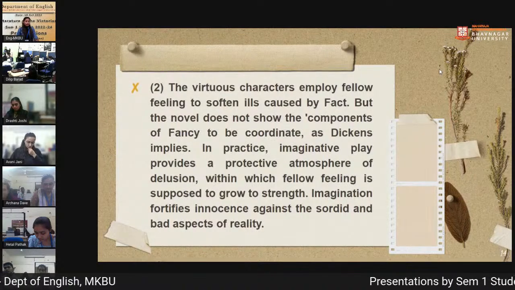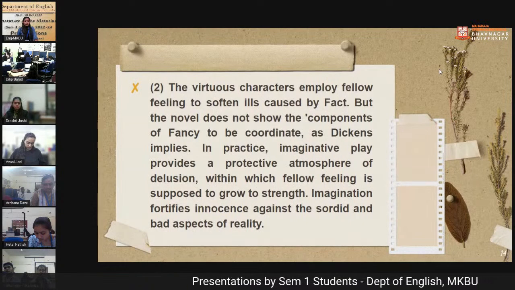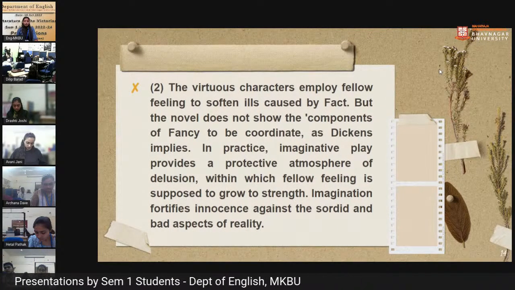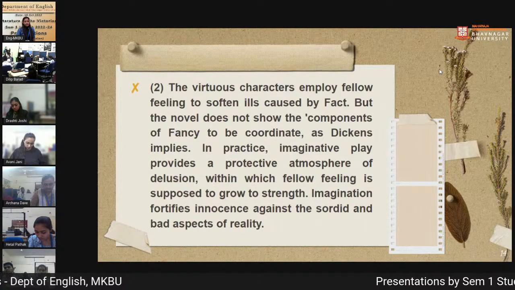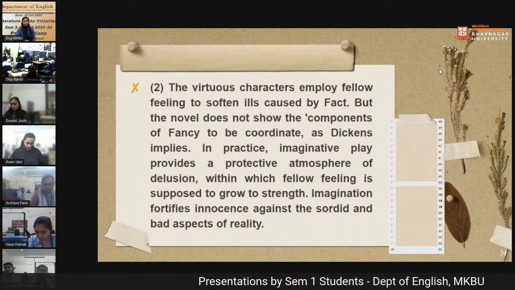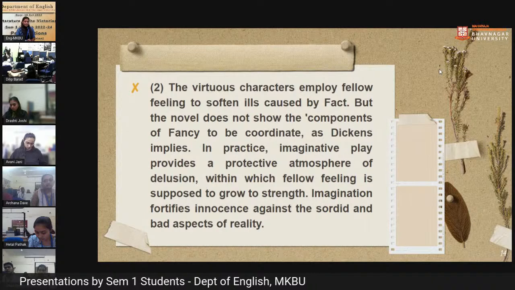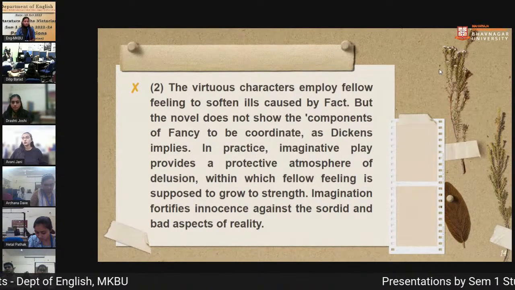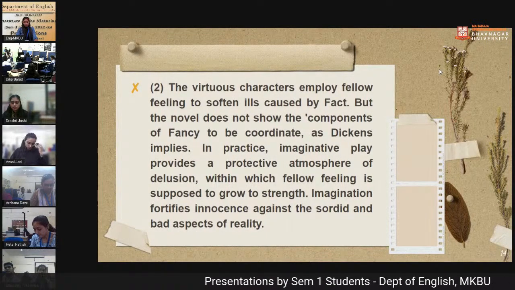The other definition is that the virtuous characters employ fellow feeling to soften ills caused by fact, but the novel does not show the components of fancy to be coordinate as Dickens implies. In practice, imaginative play provides a protective atmosphere of delusion within which fellow feeling is supposed to grow to strength. Imagination fortifies innocence against the sordid and bad aspects of reality.